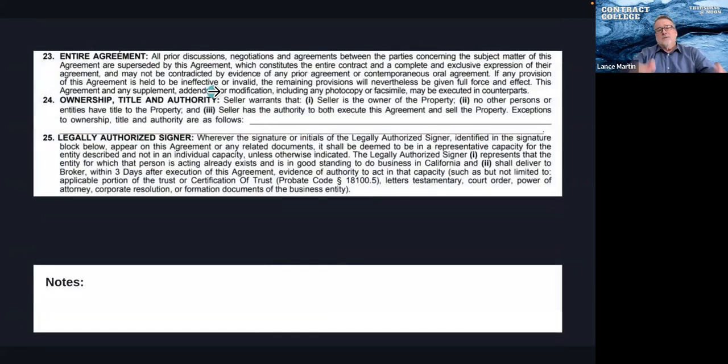The entire agreement, this in effect says what you've got is it. There's no other agreements. This is important, especially for those of you that have been working on a listing for a long period of time. I've been talking to the seller for months and months. You've talked about all sorts of different things. Now you're finally listing it.